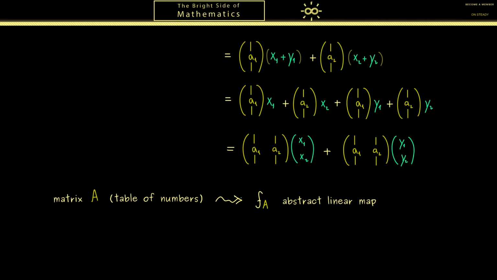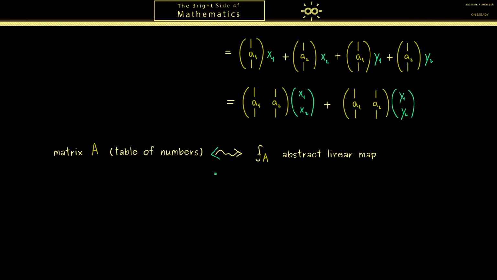And indeed, we will see this also works the other way around. So this means, if I give you an abstract linear map, you can define a matrix. So you see, this correspondence here is very important, and this converse implication, we will discuss in the next video.